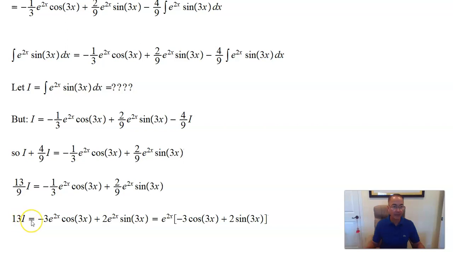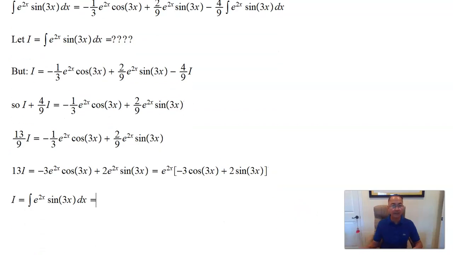Okay, so we are now ready to solve for I, which is what we are looking for. I, which is this, is equal to 1/13. Divide both sides by 13. 1/13 e to the 2x times minus 3 cosine 3x plus 2 sine 3x. There you go. And just for good measure, let's have the plus c.